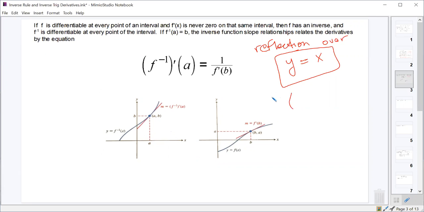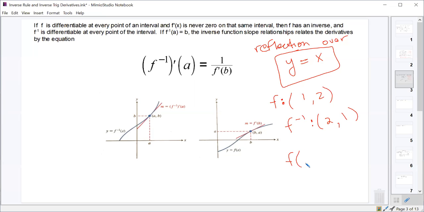For example, if, let's say, the function f of x has a point on it that is 1, 2, what would f inverse have on it? What point would it have? It would have 2, 1. There we go. It would have 2, 1, right? If f has 1, 2, then f inverse will have 2, 1.